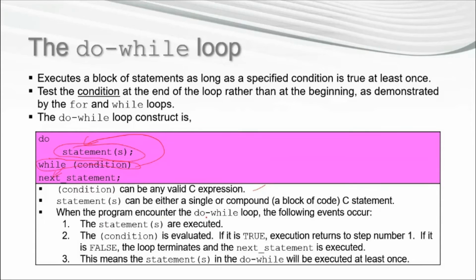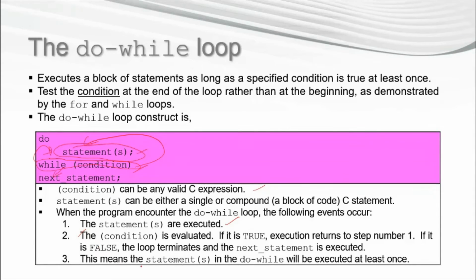When the program encounters the do while loop, the following events occur. First, the statements are executed, then the condition is evaluated. If the condition is true, the execution returns to step number 1, that is, the statements are executed again. If it is false, the loop terminates and the next statement is executed.